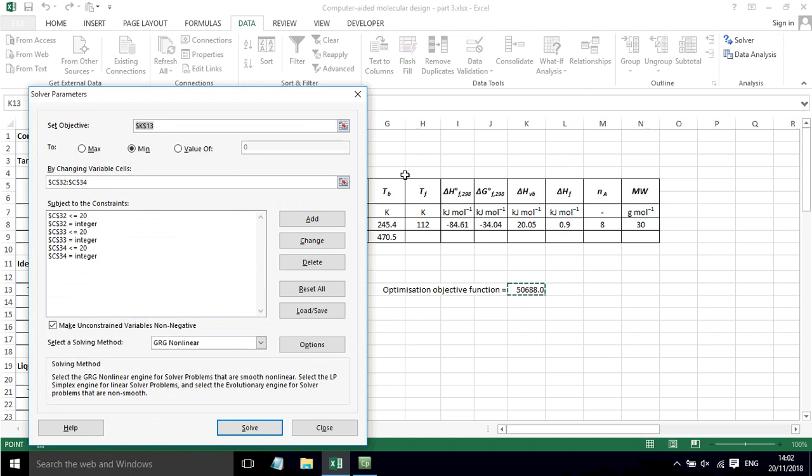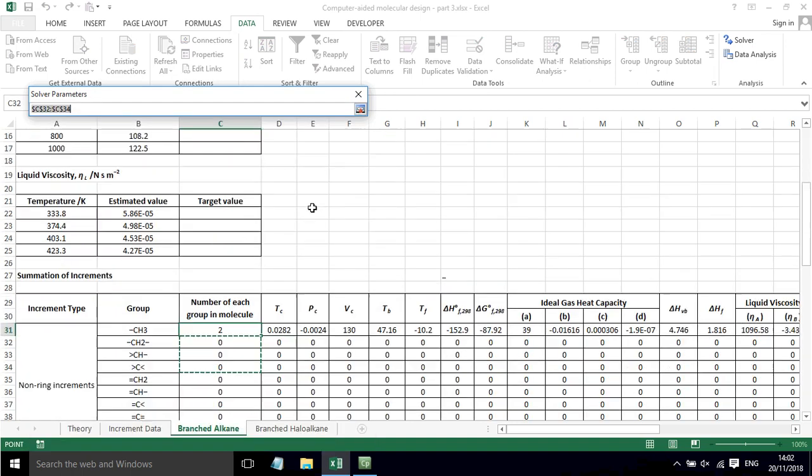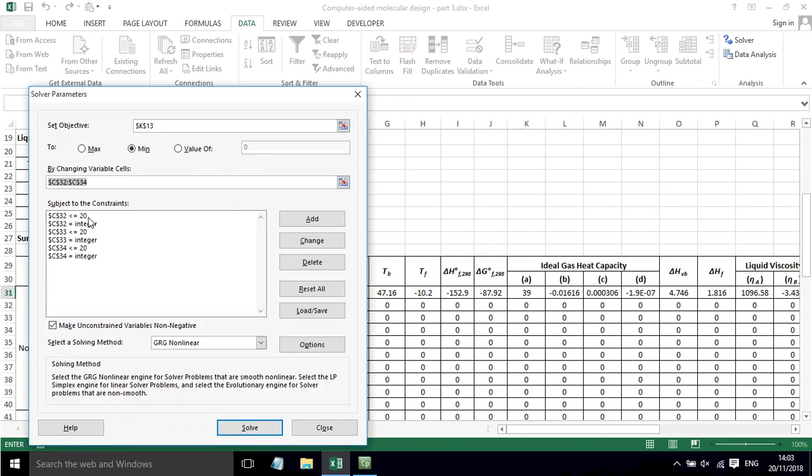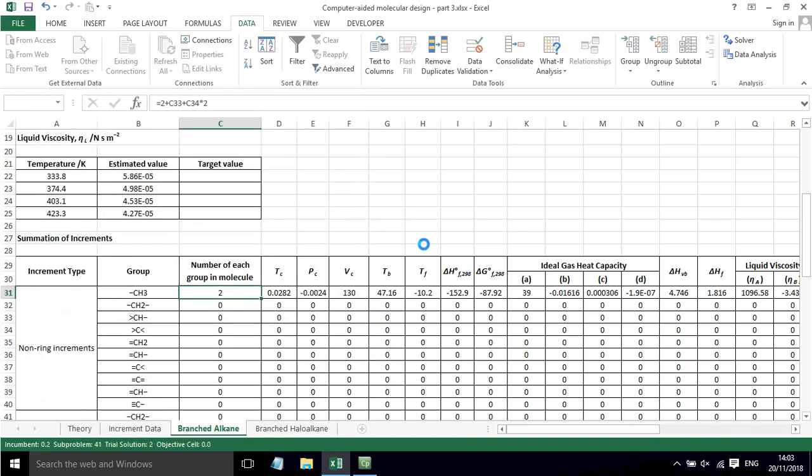So if we go to solver, that is set to minimise the objective function by varying these 3 cells, and those cells should be integers, and just to constrain the problem a little bit we've got them to be less than or equal to 20. Obviously if you couldn't find a target molecule with those constraints you might want to increase those values of 20 to even higher values. So we're going to press solve.